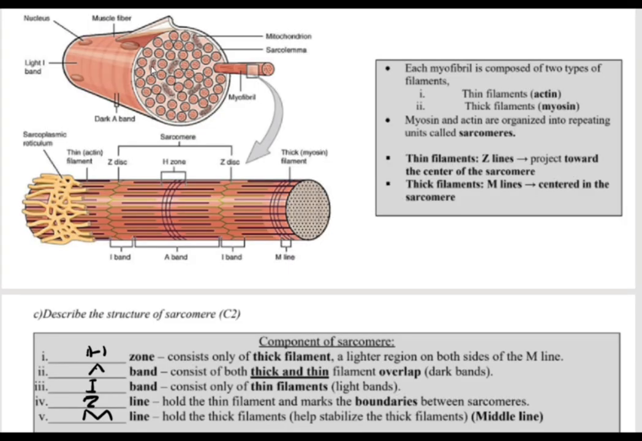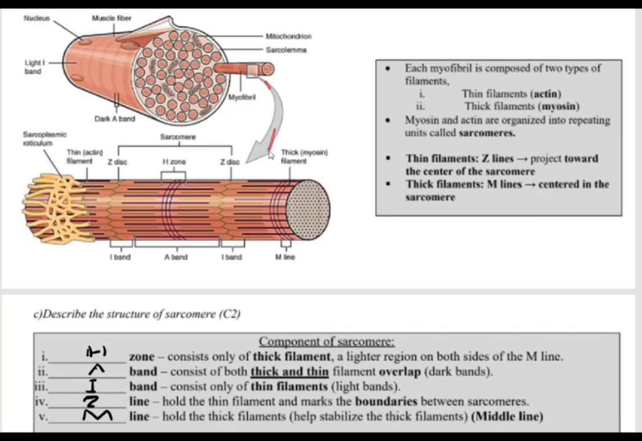Let's continue with the zoom-in image of the muscle fiber. In the zoom-in image of the muscle fiber, we have the nucleus with the light I band. The light I band is located in the lighter part of the muscle fiber. Other than that, we have the dark A band. The dark A band is of course located in the darker side of the muscle fiber. And then we have the mitochondrion, and the sarcolemma. The sarcolemma is basically the plasma membrane for the muscle fiber. And then we have the myofibril.